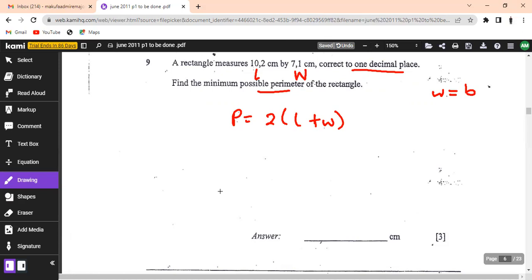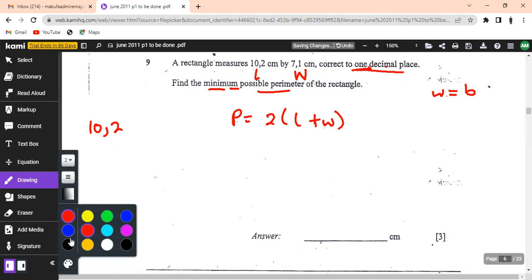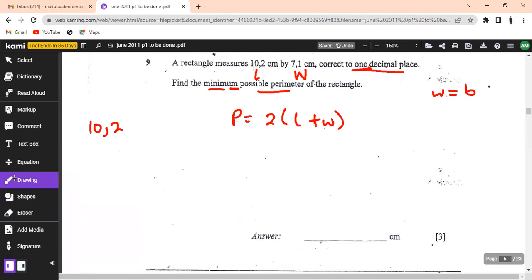So if it was rounded off to one decimal place, we have to ask ourselves, because we need the minimum, which is the least. Before it was rounded off to give us 10.2, what is the possible value we had? Remember, it was rounded off to one decimal place, so before we had a number with two decimal places. You subtract one less than this, which is going to be a 5, because if you round off 5, it changes this 1 into 2. So the minimum length was going to be 10.15.